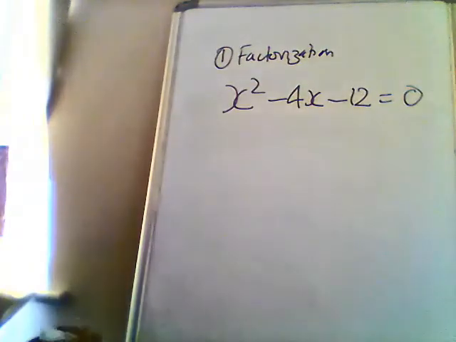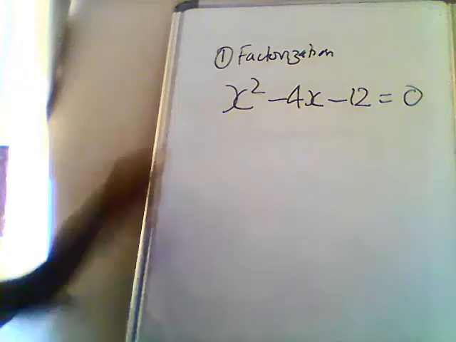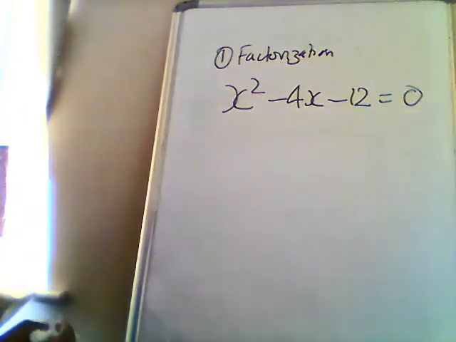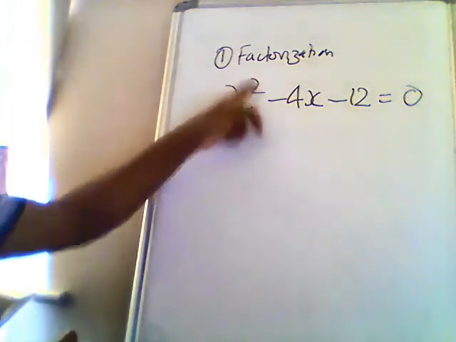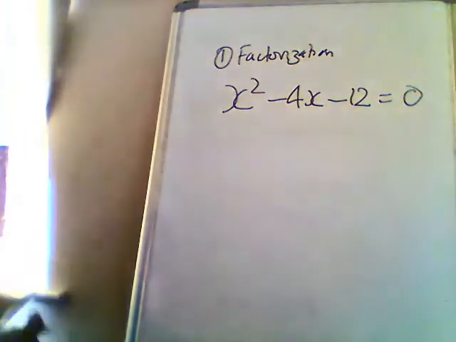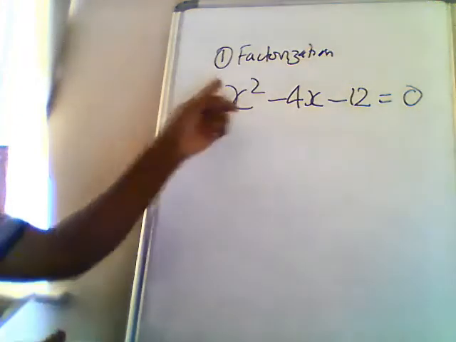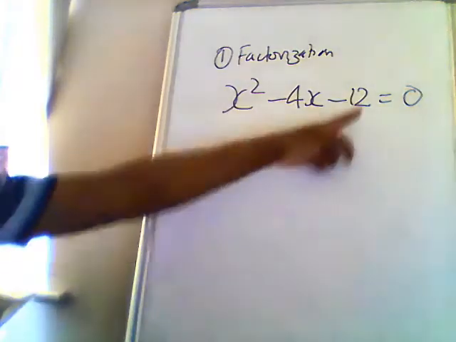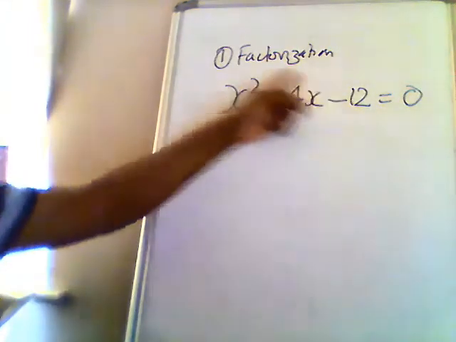Now, remember, how do we know this is a quadratic equation? Because it has the power of 2. The power of 2 is the highest power in this equation. Therefore, it's a quadratic equation. A quadratic equation is more likely to have 2 solutions. Okay? So let's look at how we are going to factorize this equation.